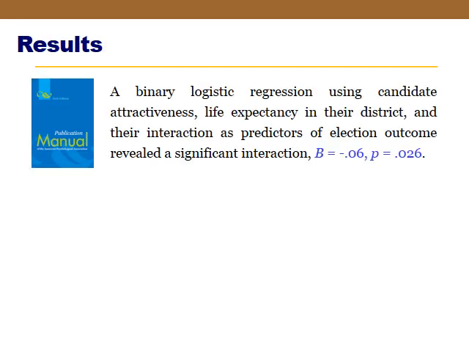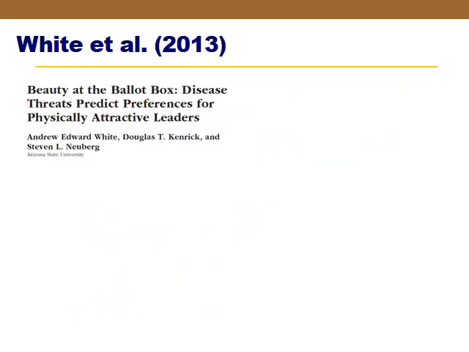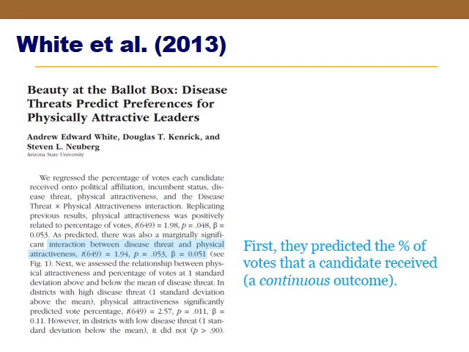We tested attractiveness, life expectancy, and their interaction, and we found that the interaction was indeed significant. So then we did a simple slopes analysis to make sense of it, and what we found is that more attractive candidates were more likely to be elected in places that had a low life expectancy, but not in places where the life expectancy was average or high. In other words, there is a relationship between attractiveness and winning election, but only in places where the life expectancy is low. And in fact, that's exactly what they found.